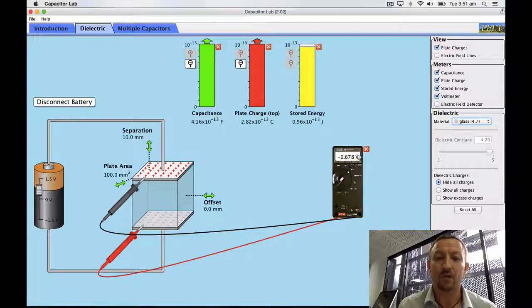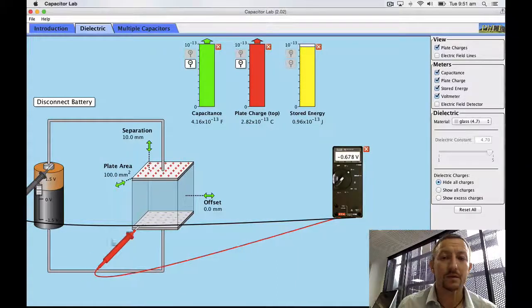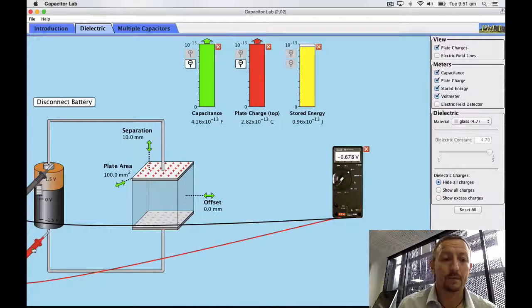Notice that the voltage across the terminal is still the same. We've got 0.67 volts at each end. So basically what that means is that we've got the opportunity to play around with various capacitors. You can change the separation, you can change the plate area, we can add a dielectric, and as a result that allows us to set up different scenarios.